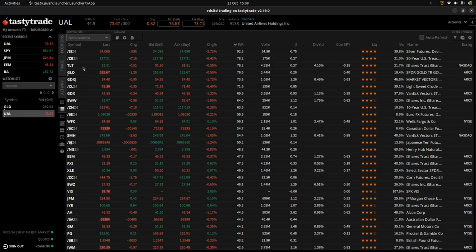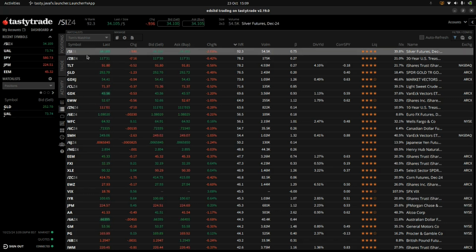So at the top here, we've got anything with a forward slash is futures. SI is silver futures with a lovely IV rank of 92.3.